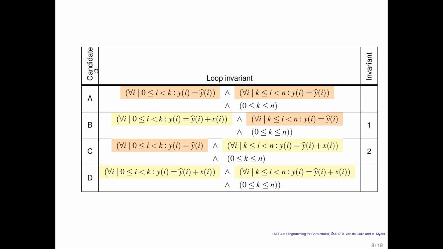Candidate C says that the first k entries have not yet been updated, but the rest of the entries have been updated. Again, that seems like the kind of thing that represents partial progress. And then the final candidate, D, says that all entries have already been updated. The first k entries have been updated and the remainder of the entries have been updated. That's probably not a particularly interesting loop invariant either, because as you execute the loop, everything is already done.